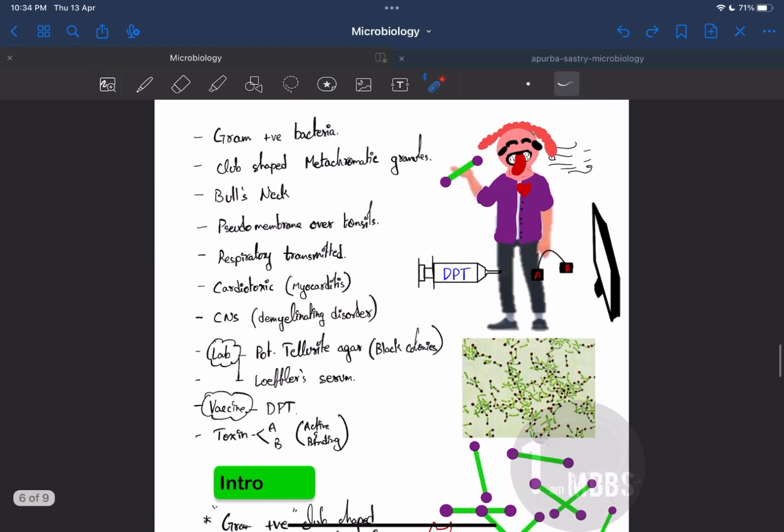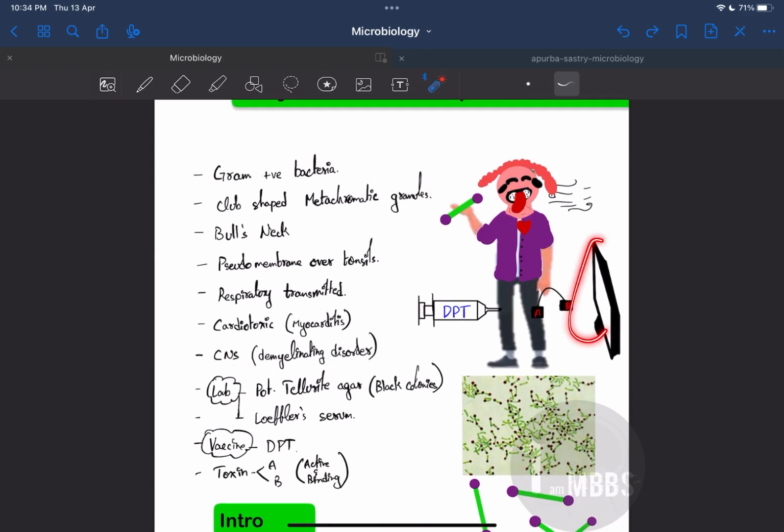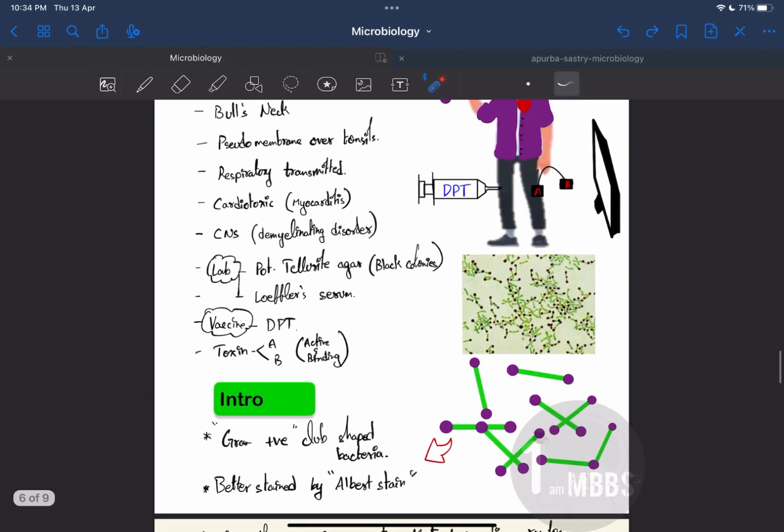And then you can see, yeah, he's watching TV. TV, also known as television, where tele, you can remember Tellurite. Yeah, I can't get a better option than that. And he's laughing his life out by watching the TV. Laugh, you can correlate it with Loeffler, representing Loeffler serum, which is characteristic of Corynebacterium diphtheriae.